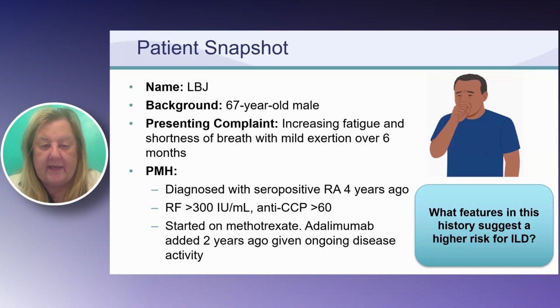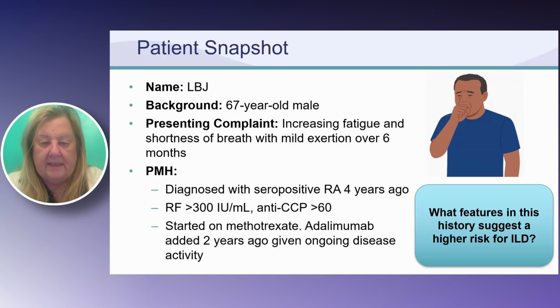we learned last week. Past medical history: this patient was diagnosed with seropositive RA 4 years ago, high rheumatoid factor and CCP positive, so double positive, meaning this patient most likely has more aggressive rheumatoid arthritis. Patient was started on methotrexate, then adalimumab was added 2 years ago, given his ongoing disease activity. So what features here are going to be suggestive of higher risk for ILD?